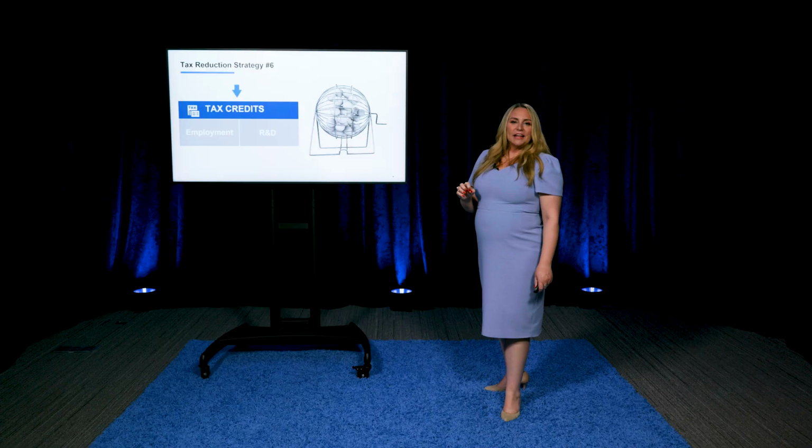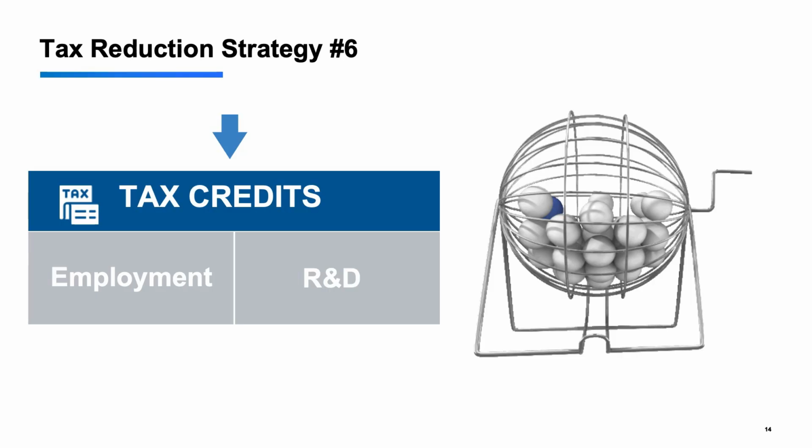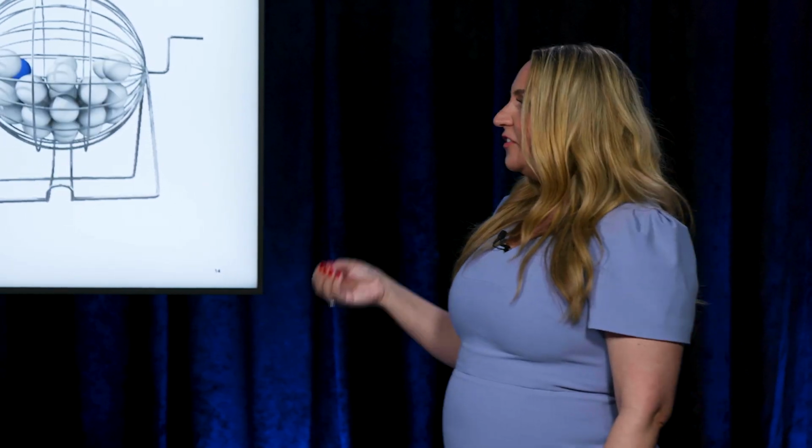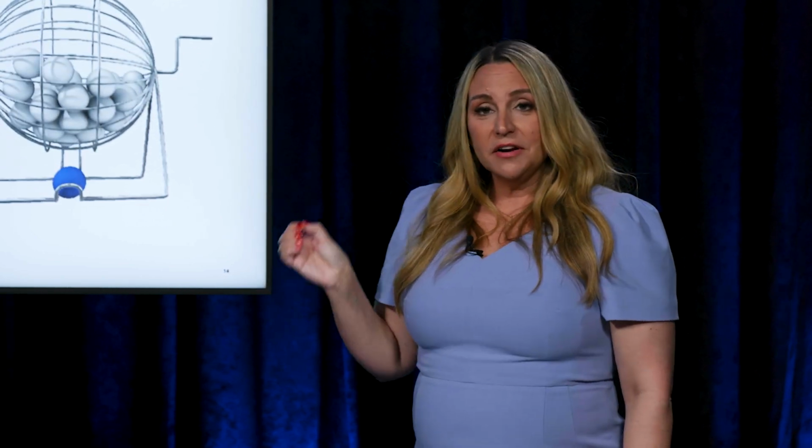And finally, we look at strategy number 6, which is tax credits. And this is really where the fun comes in. Because unlike deductions, tax credits are dollar for dollar reductions right off of the tax bill. In fact, tax credits is how Amazon in 2018 not only had a zero tax bill, but instead got over $200 million in a refund from the government. Some tax credits are refundable, like in the case of Amazon, and some will allow you to reduce your tax to zero. But either way, it's very, very lucrative.